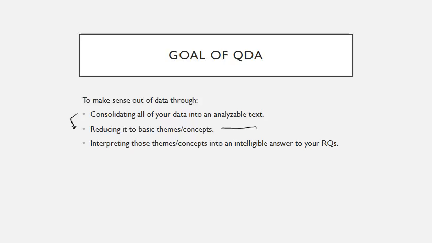And then what you want to do is interpret those concepts into an intelligible answer to your RQs. So maybe you'll come up with 3 themes from your field notes. Then you go back to your research question and you have to be able to say, here are 3 categories and here's what we can say from these 3 categories in terms of answering my research question, okay? So it shouldn't just be here are 3 categories, it should be here's the answer to my research question based on these common themes that I'm seeing, okay? So consolidate, reduce, and interpret. Those are the 3 things that you're trying to do in qualitative data analysis.